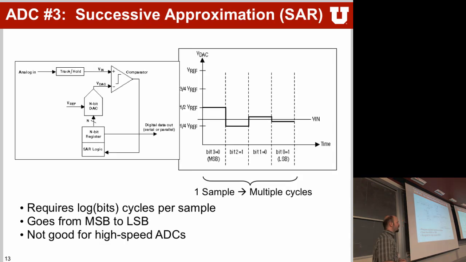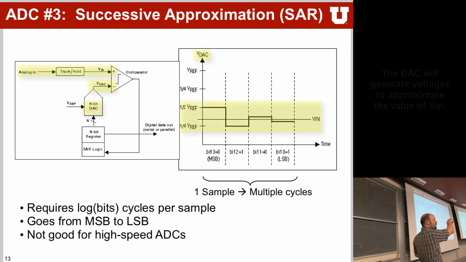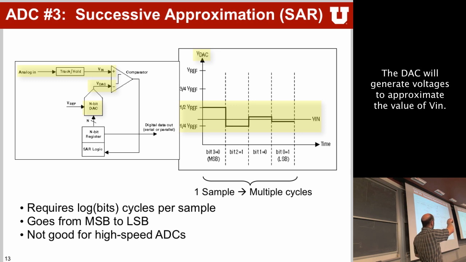You do a binary search, right? That's what's called a successive approximation ADC, or an SAR. You see that a lot of times in very cheap microcontrollers, they have a SAR ADC in them. Very cheap to make, because all you have is a DAC, and you start searching by starting at the mid voltage and comparing it. Oh, the voltage is lower than this, so you go down to 1/4 VREF, it's now higher, it's now lower, it's higher, it's lower. So you start at the most significant bit and go down to the least significant bit.